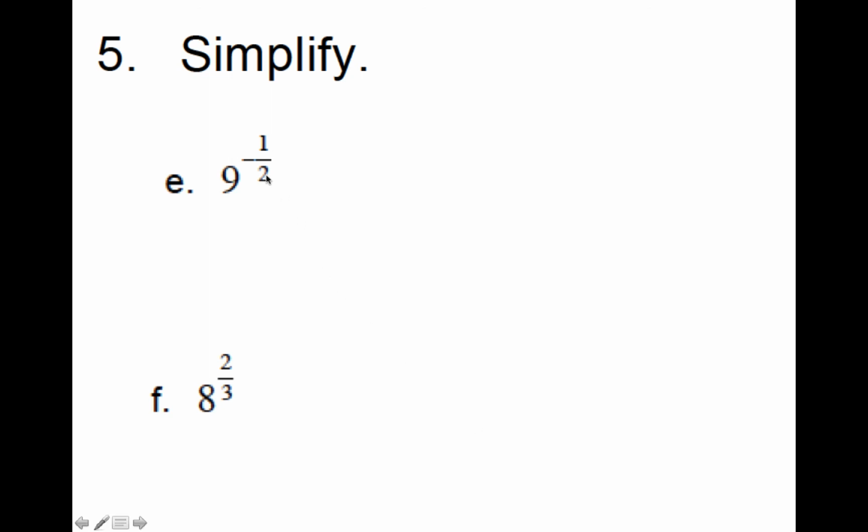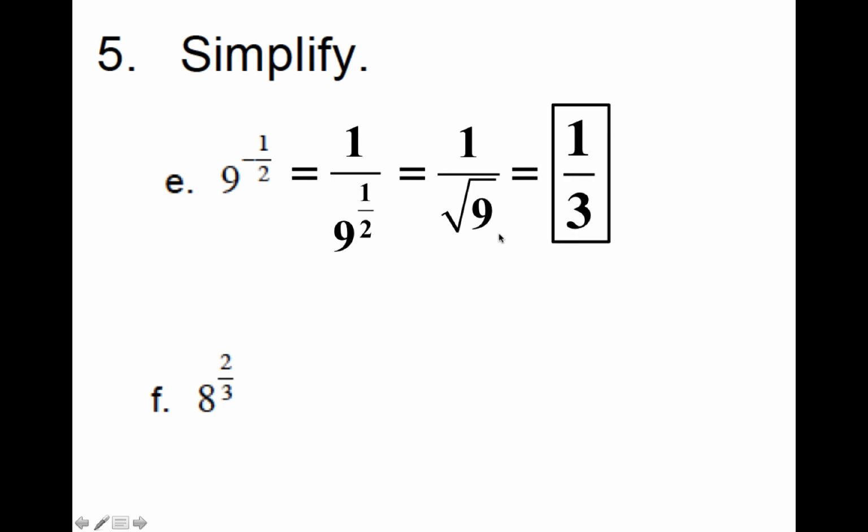Okay, for part E, you have to kind of squint to see it, but this is 9 to the negative 1/2. Since we have a negative exponent, we have to rewrite it, moving the base of 9 to the bottom to make the exponent positive. So this is 1 over 9 to the 1/2 power. So this can be rewritten as the square root of 9 to the 1 power, and that's on the bottom. And then the square root of 9 is 3. So this is 1 over 3.